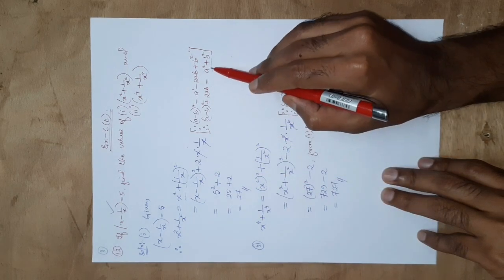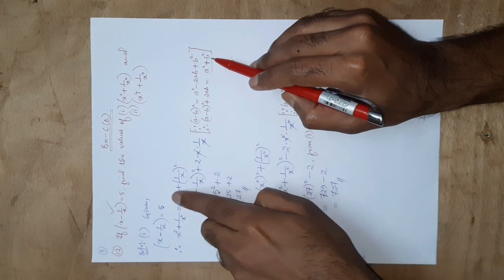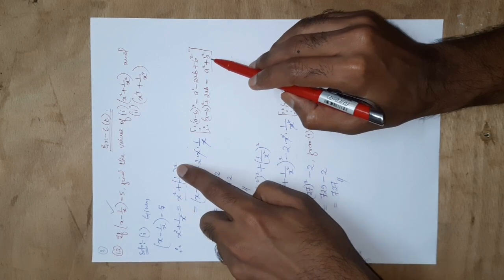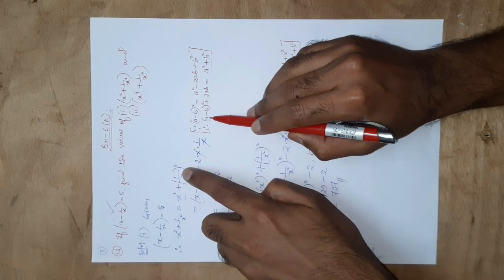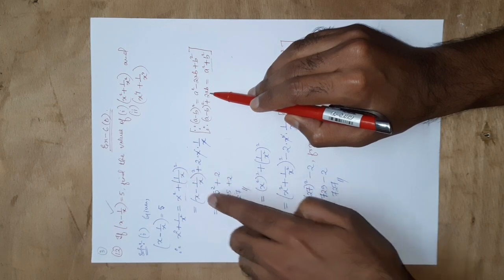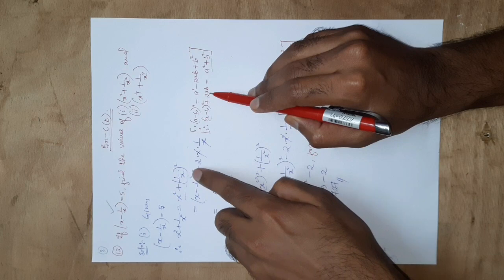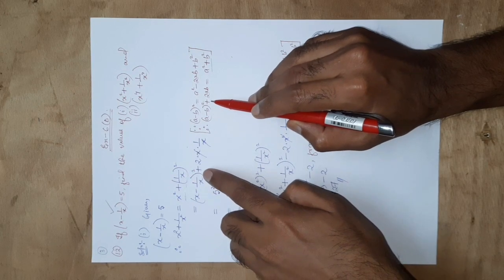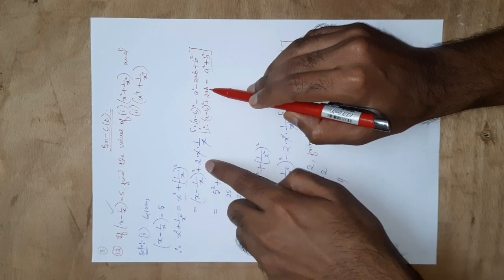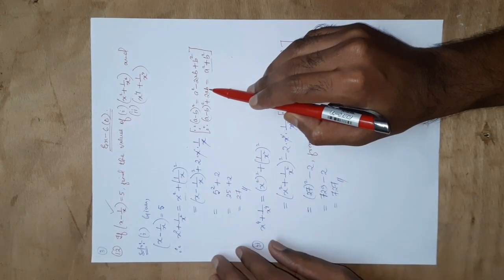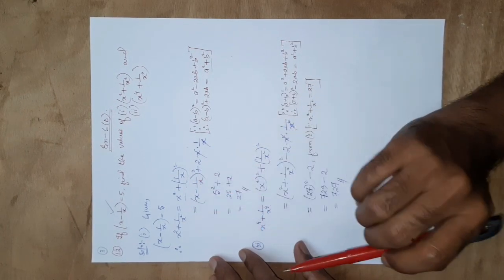Now compare this a square plus b square with this expression. Is it not in the form of a square plus b square? If you consider this as a square plus b square, can you not write a square plus b square as a minus b whole square plus 2ab, which I have written here? a minus b is x minus 1 by x, whole square, plus 2 into a into b. Follow?